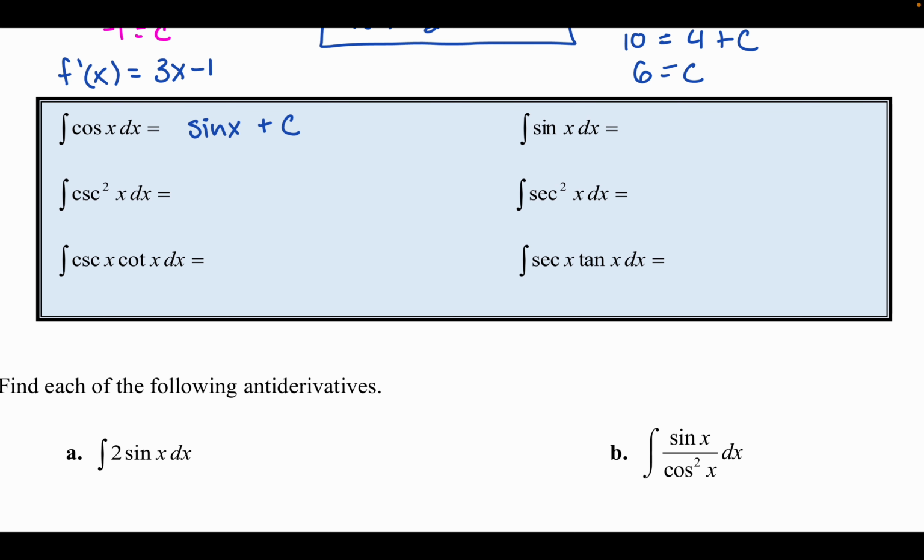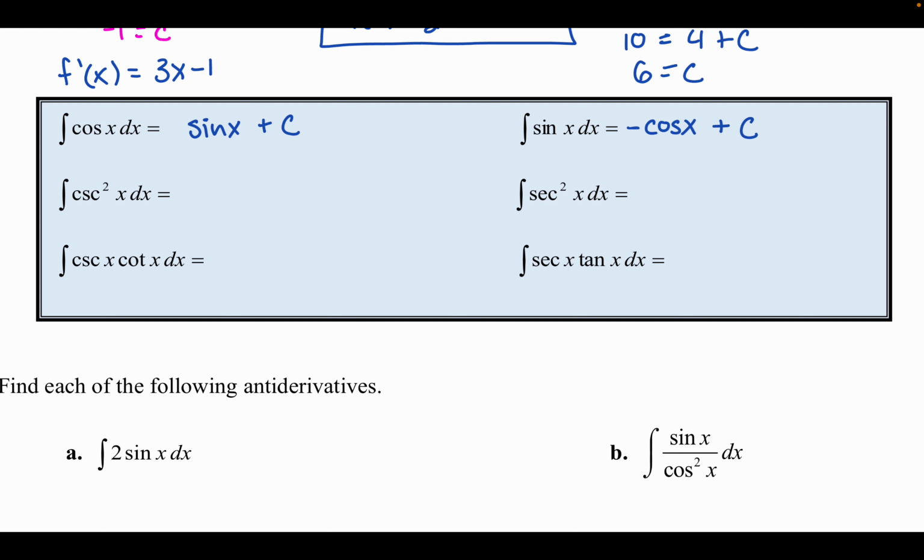Let's think about the next one, the integral of sine of x. If I take the derivative of cosine of x, I get negative sine of x. However, if I take the derivative of negative cosine of x, you'll get negative sine of x, and it'll become positive. So it's negative cosine of x plus c. Whereas the derivative of sine is positive, the integral of sine actually is negative. So it's the opposite.